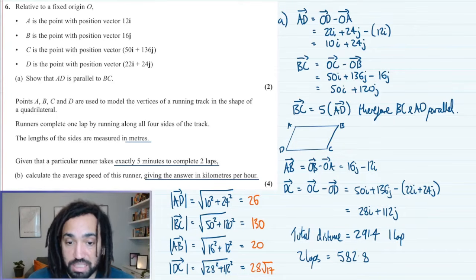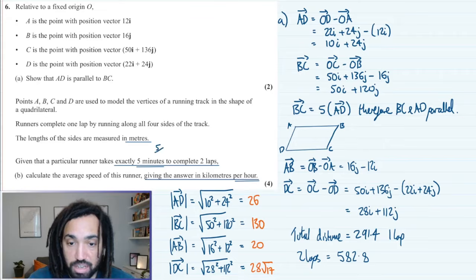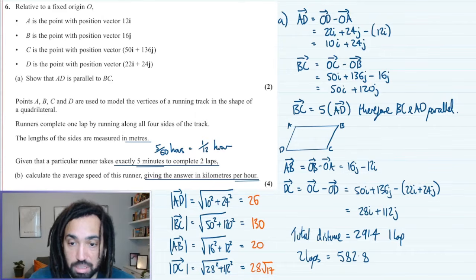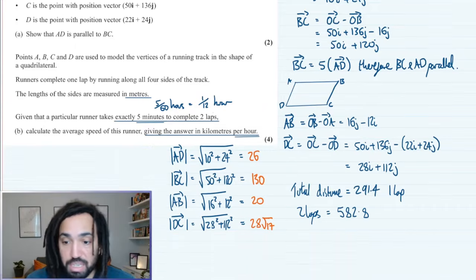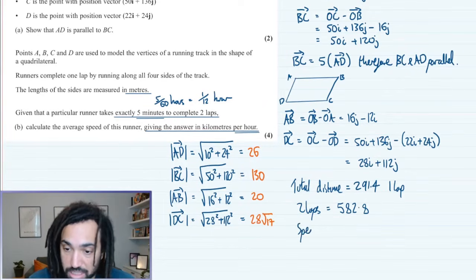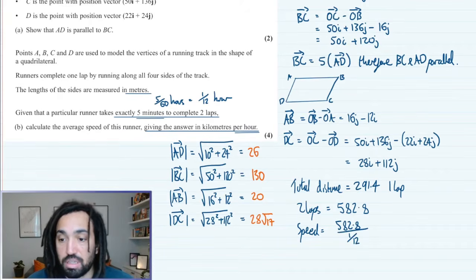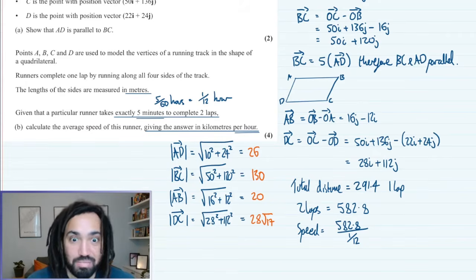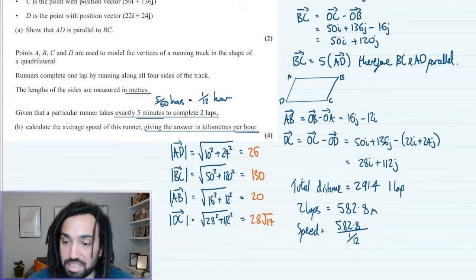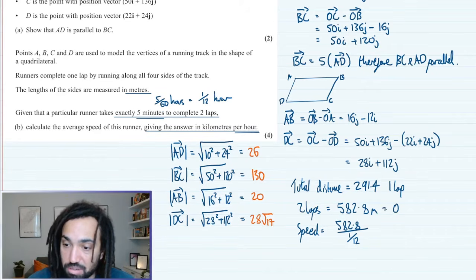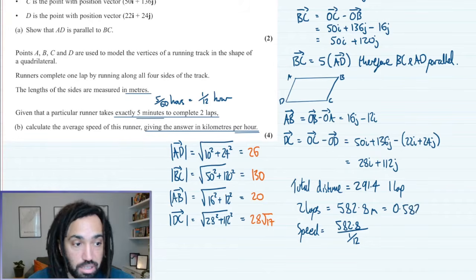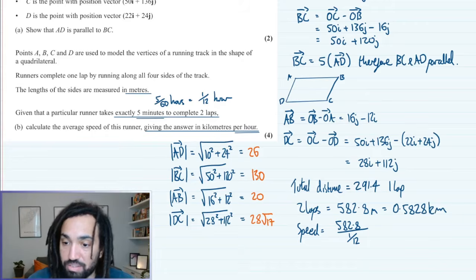And that's what they want to do. They want to do 2 laps and they want to do exactly 5 minutes, but we want it per hour. So 5 minutes is 5 over 60 hours, which is the same as 1/12. So it's 1/12 of an hour. So the average speed, of course, is equal to distance over time, which is 1/12. Careful though. This 2 laps was meters. So we need to say this is equal to 0.5828 kilometers, dividing through by 1,000.